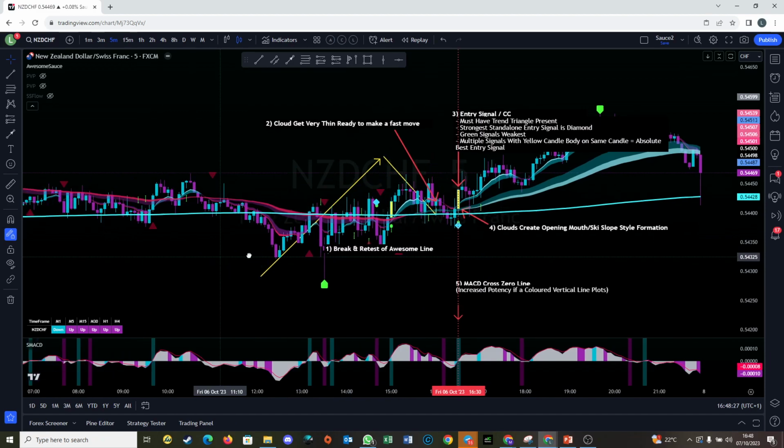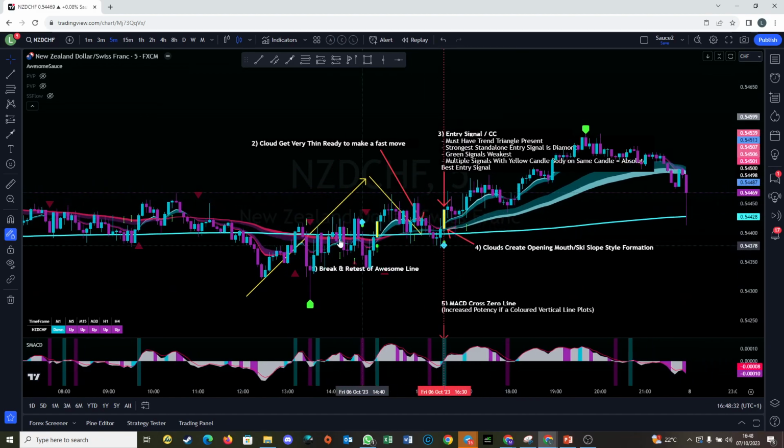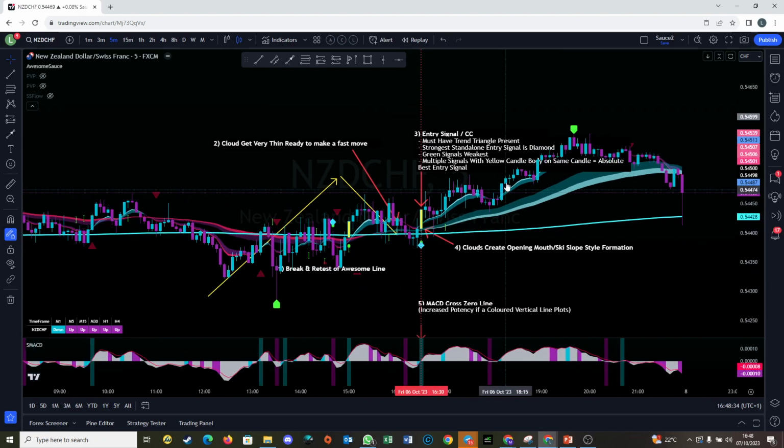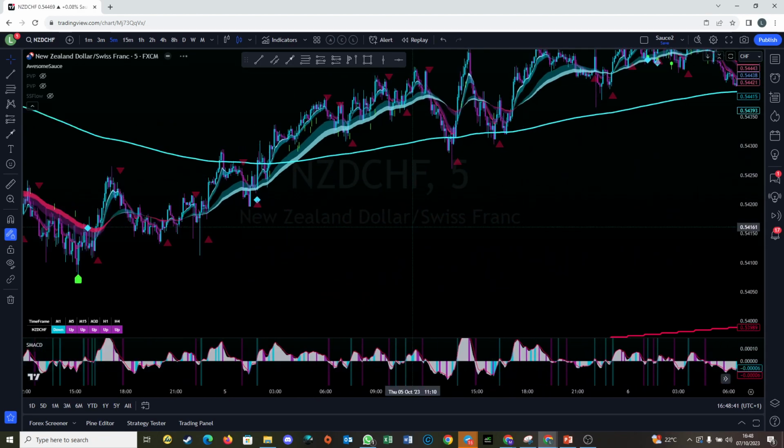So myself, I often use pending orders because I've usually looked at some further analysis on the market. But if you're just purely trading off the AwesomeSauce, the 1 minute is quite a good confirmation until you get comfortable with the process.